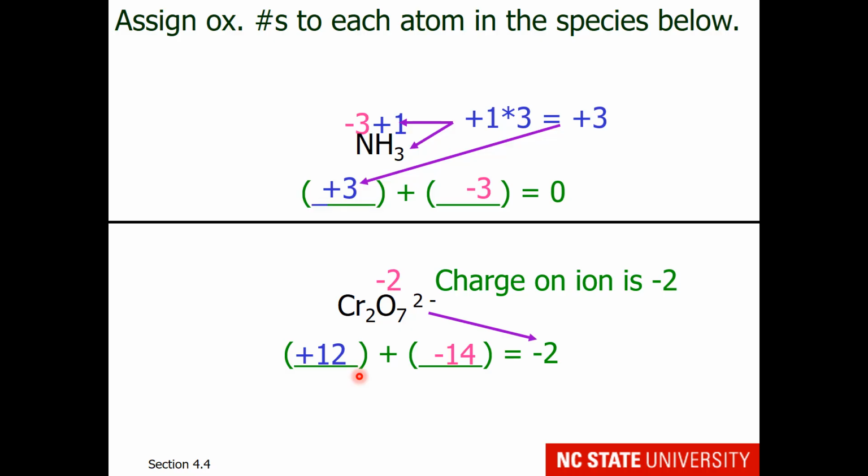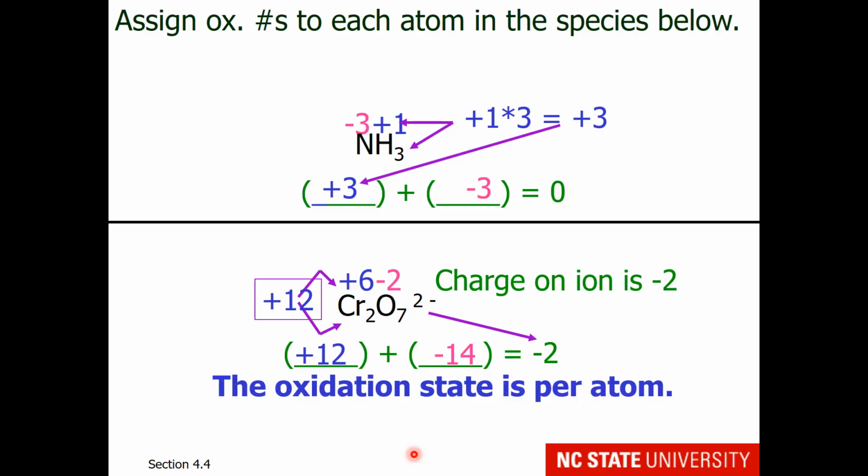Now here is the tricky part. The +12 belongs to 2 chromium atoms, so each individual chromium is what? I hope you come up with +6. Because remember, in getting the -14, we multiplied by 7. So in bringing the +12 back, we should divide by the subscript to get +6. So please remember, the oxidation state reported is always per atom.